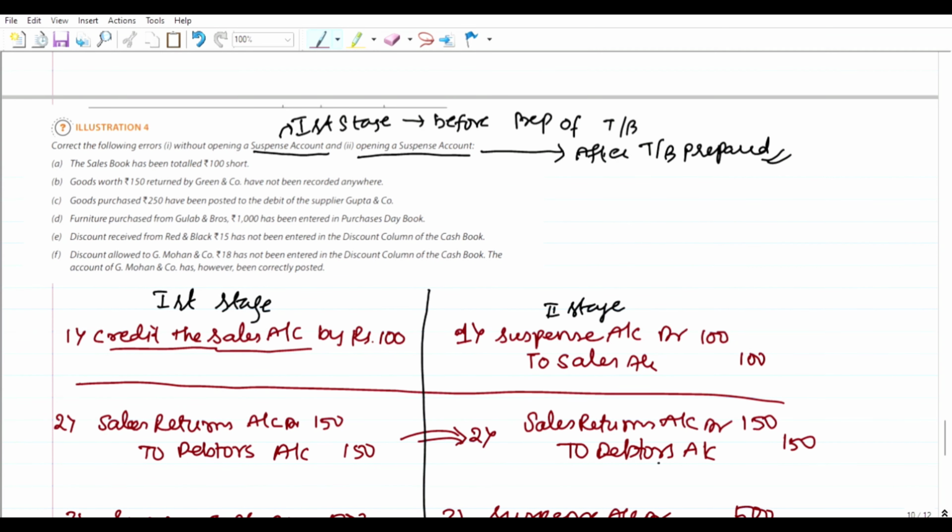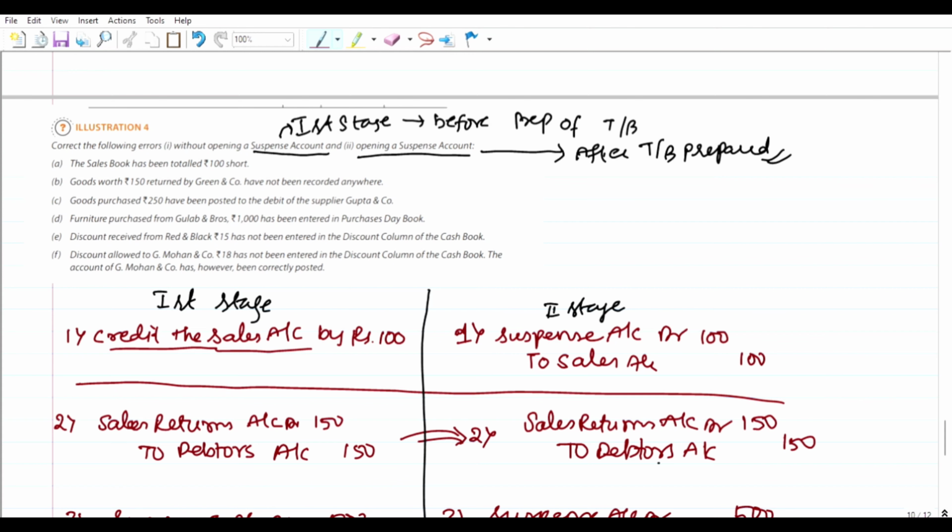Goods purchased rupees 250 have been posted to the debit of supplier Gupta and Company account. He only mentioned the supplier Gupta and Company account. He did not mention that the entry is wrongly posted. We should actually credit the Gupta and Company account, but unfortunately it has been debited, which we have to correct by reversing the entry, due to which the suspense account has been generated on the credit side by rupees 500.